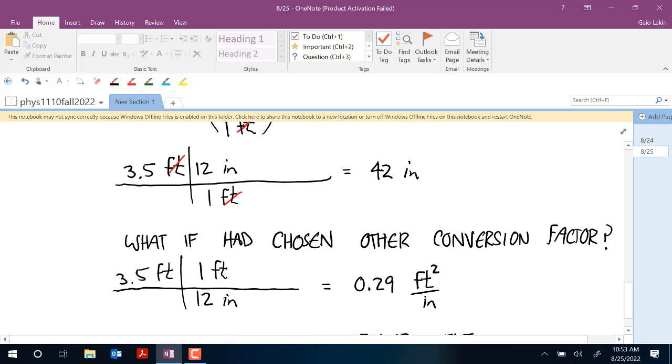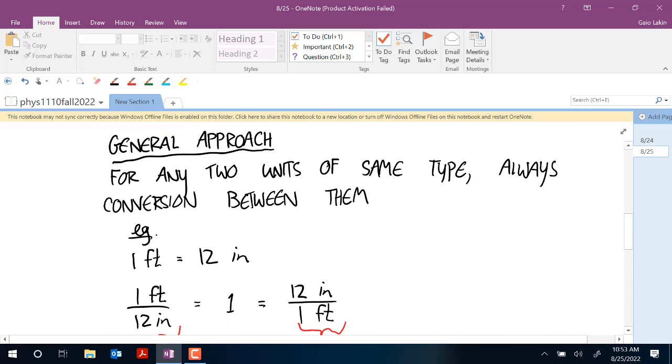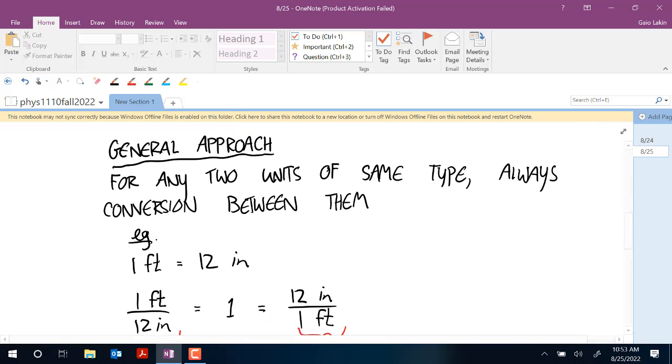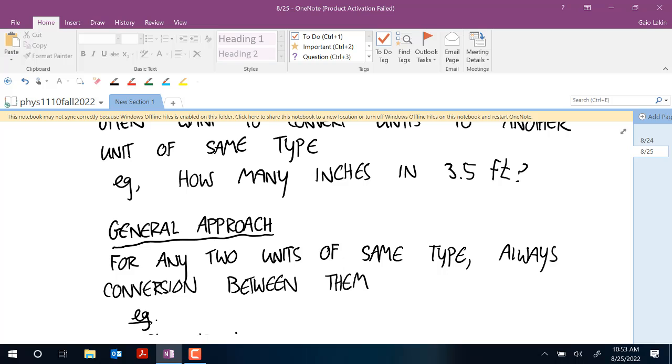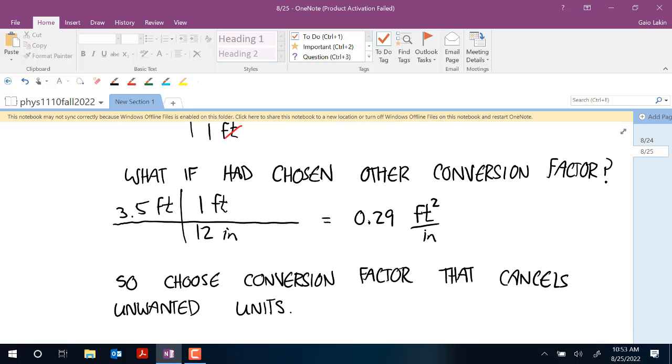Okay, so in this example, we started out with 3.5 feet, okay? We want to get rid of those feet because we want to end up with inches. So feet is the unwanted units, okay? And so we start with 3.5 feet.